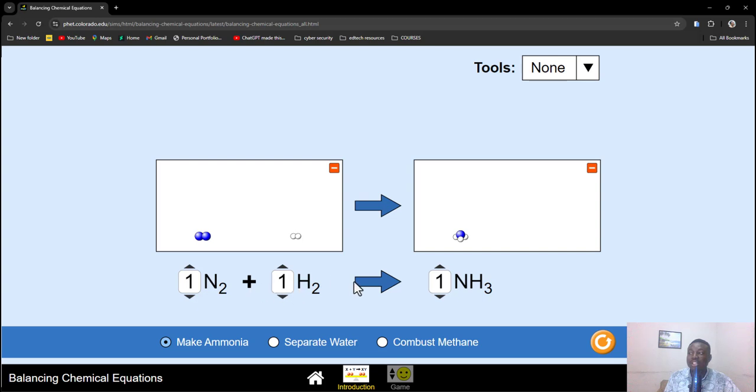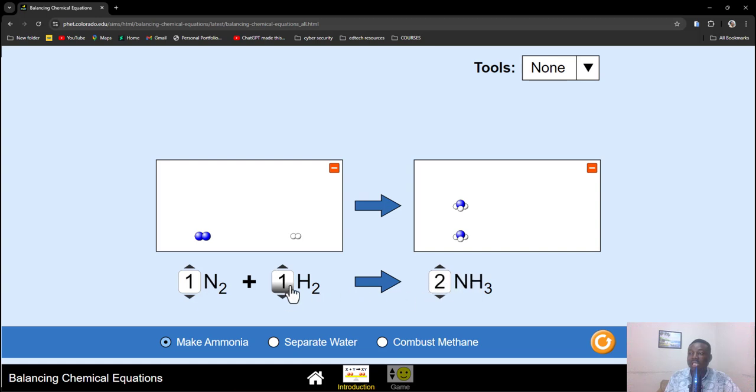Now how do we make sure that we balance this equation? So this is where it becomes very interesting. You could allow the students to actually play around with this until they're able to balance the equation. And when you are able to balance the equation, you are signaled. So we want to maintain the ratio. So I could increase this, and now here I have 2 nitrogens but 6 hydrogens.